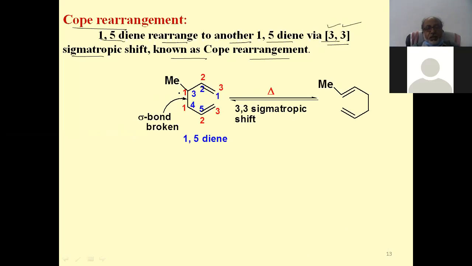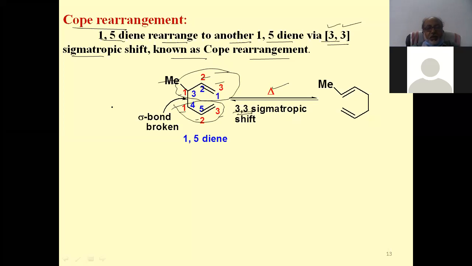Now you can see this one. This is a 1,5-diene. So 1, 2, 3, 4, 5. And the sigmatropic shift is going to be 3,3 because you can just see here 1, 2, 3. And this is also 1, 2, 3. The bond is forming between 3 and 3, so it is a 3,3 sigmatropic shift. All right, and this will take place thermally because here you can see this is one allylic system and this is another allylic system.